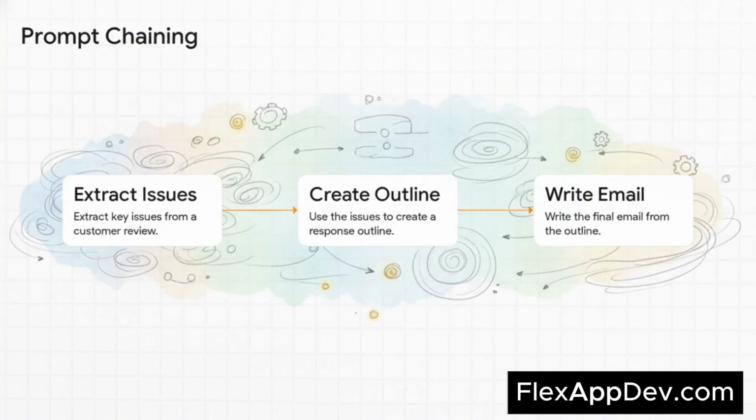Now, this is a more advanced move, prompt chaining. So instead of one giant, complicated prompt, developers link a bunch of simpler ones together. The output of the first prompt becomes the input for the second, and so on. It creates this controllable, step-by-step workflow where you can actually see what's happening and fix things if they go wrong.